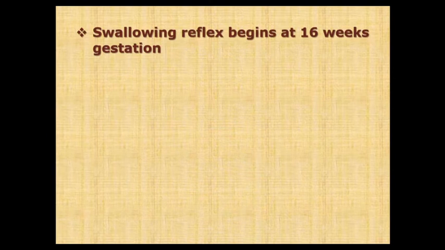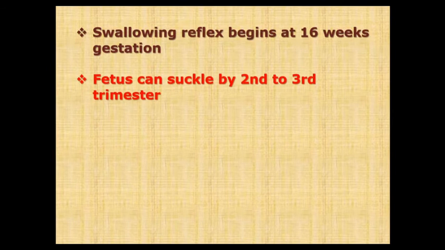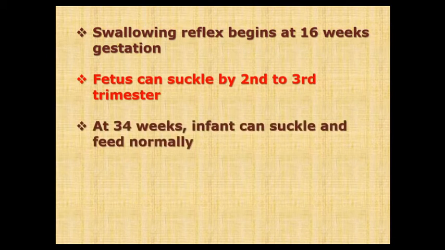The swallowing function of the esophagus starts from the pharynx and passes downward. The swallowing reflex begins at the 16th week of gestation, while the sucking reflex starts at the 2nd to 3rd trimester, and at 34 weeks of gestation an infant born prematurely can suckle and feed normally. Before this gestational age the process will be incoordinated, because swallowing develops earlier, while suckling develops later.